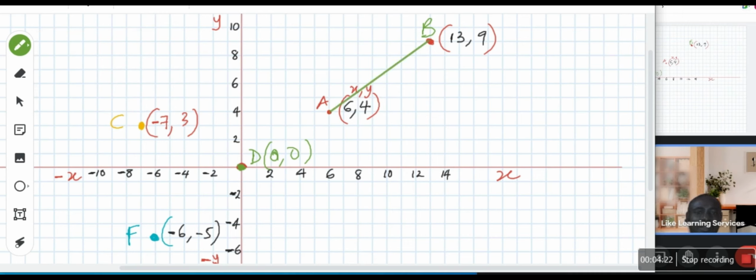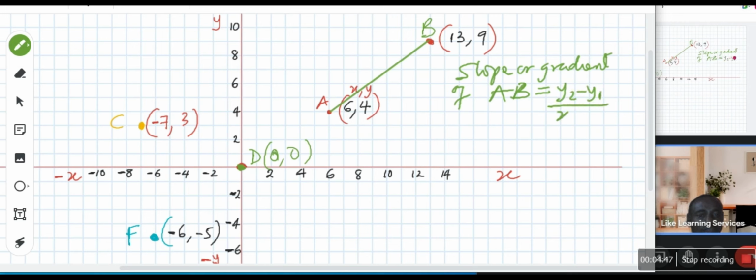See this line? Line AB. Can you see line AB? There's something we call slope, or gradient, of AB. This is how to get it. You do y2 minus y1 over x2 minus x1. It's easy. Very, very easy.